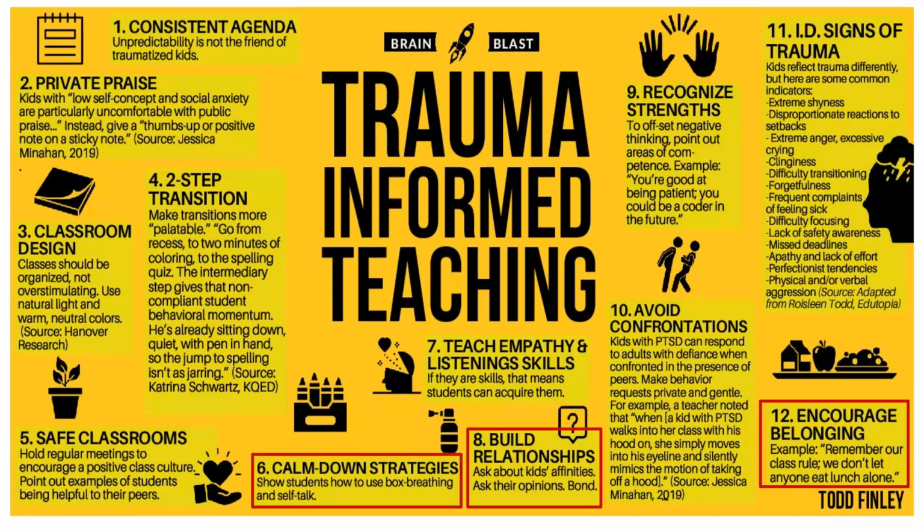When you look at number 1, it says having a consistent agenda. Unpredictability is not the friend of traumatized scholars. Number 2, private praise. Scholars with low self concept and high social anxiety are particularly uncomfortable with public praise. Instead, give a thumbs up or a positive note on a sticky note. This might be a high five, a power clap where it's just one clap. Everyone makes one clap at the same time.